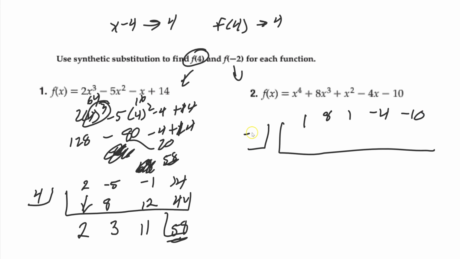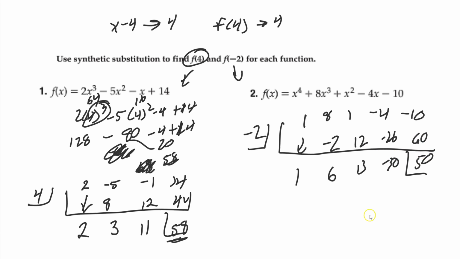So you have this. I'm plugging in negative 2. Last one is a remainder. Bring the first one down. Multiply across, so negative 2. Add 6. Multiply 12. Add 13. Negative 26. Add negative 30. And then I get 60, and I get 50. So you get 50. F of negative 2 is 50.